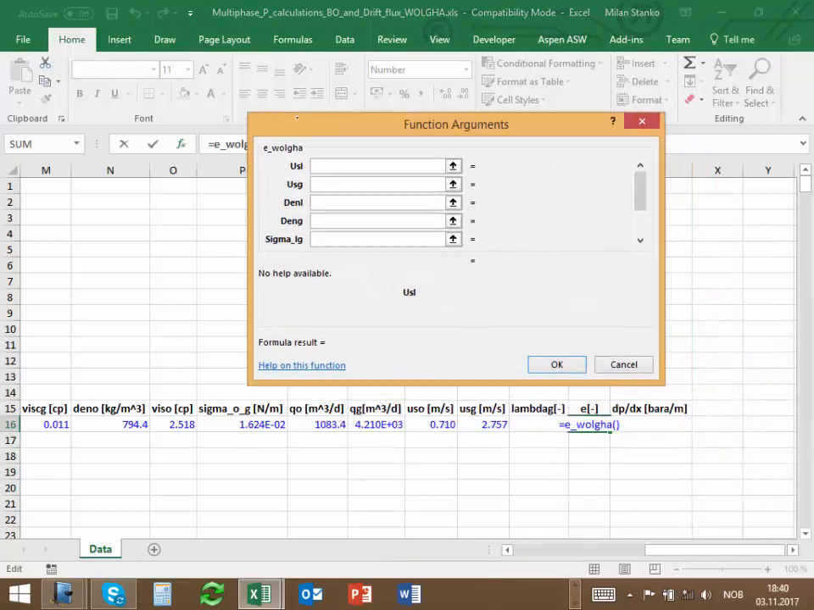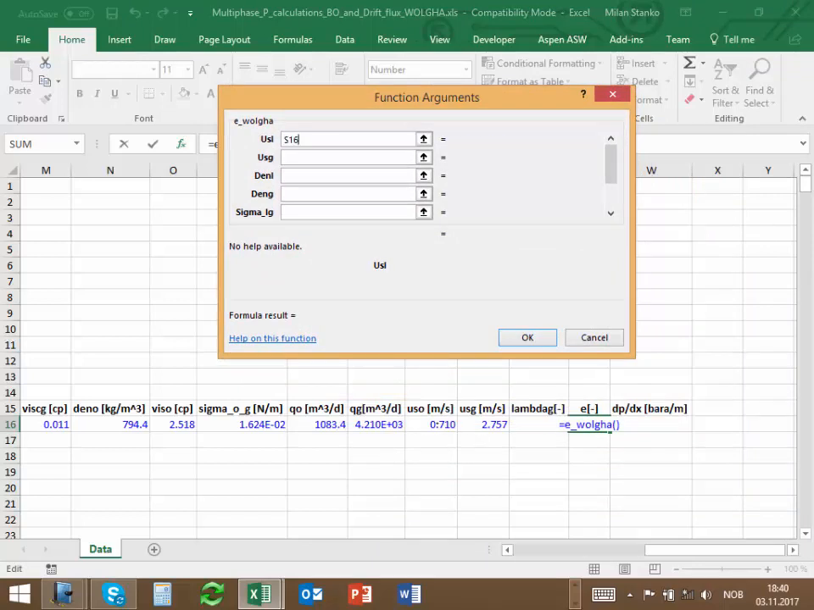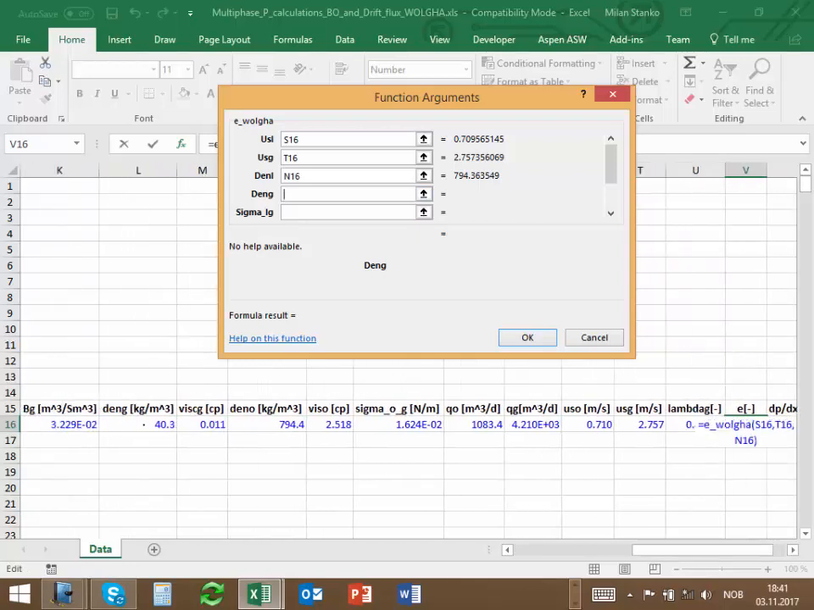So that is superficial velocity of liquid, that would be the oil. In this case we have only oil. Then superficial velocity of gas, and we don't block because we want to drag it down, and it's going to change depending on the rates. Density of liquid, that's the density of oil, and we have it here in N16. Density of gas, we have it here in L16. Surface tension, we have it all the way to the end here.